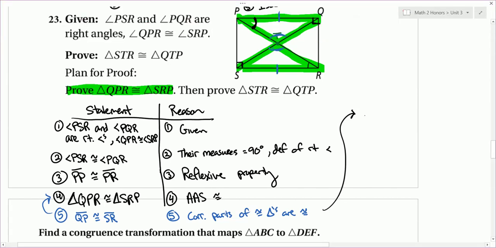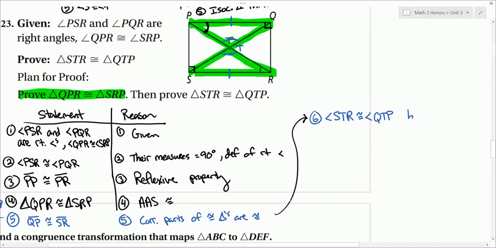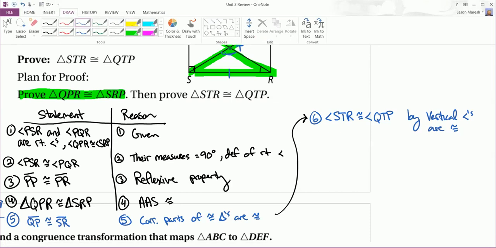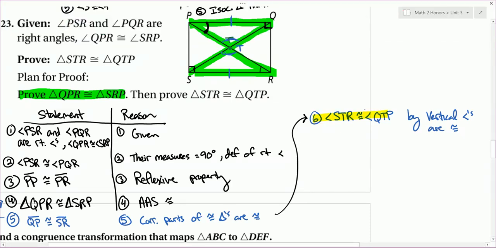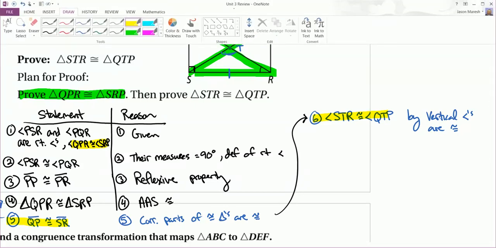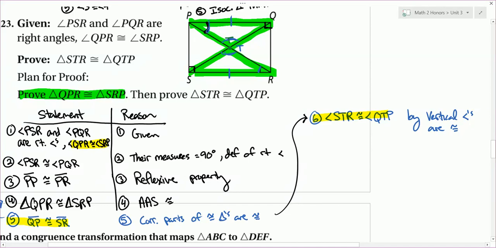So number 6, we'll say angle STR. T's the middle here, I kind of wrote over it, so TR is congruent to angle QTP. And our reason is vertical angles are congruent. So now, if we look at 6, 5, and the given, right? Because that given is also still in there. I'll draw it in blue, so you remember where it is here and here. Okay, we have congruence by angle side again.